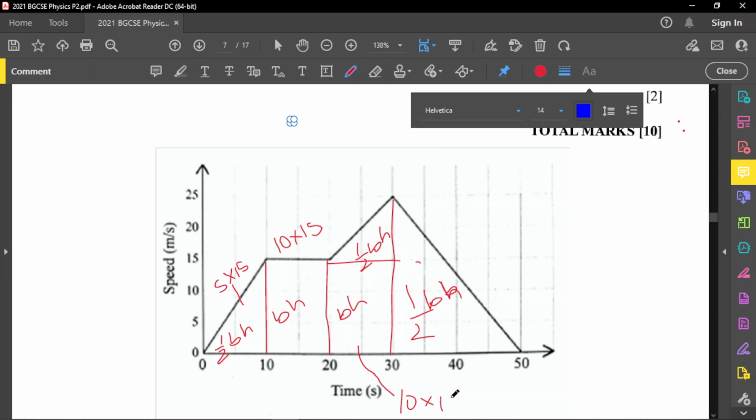All right. And the small triangle on top of this rectangle here is going to be half the base, and the base is 10, so that would be 5. And the height is from 15 to 25, so the height there is 10.